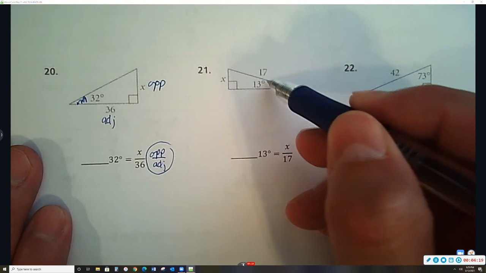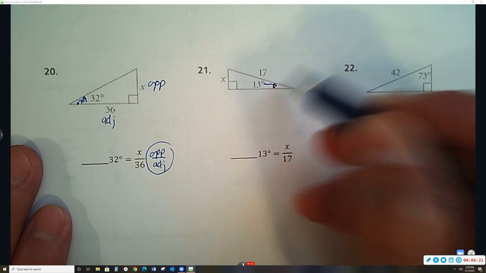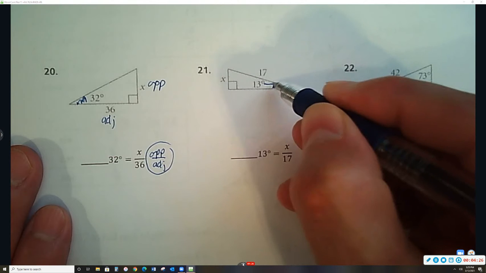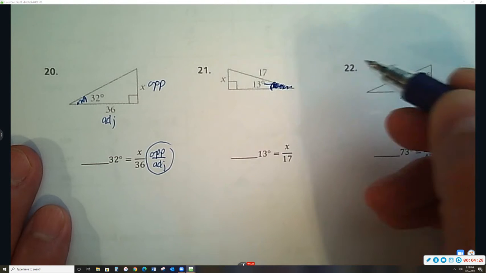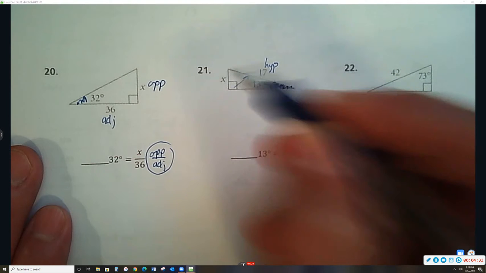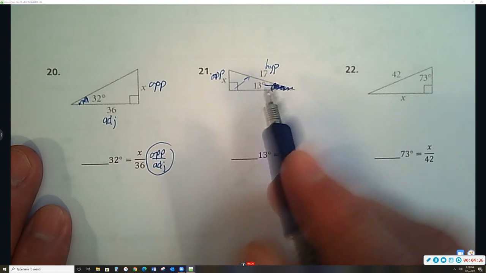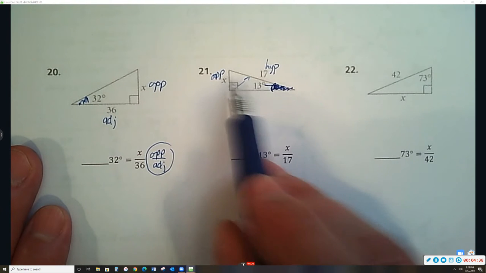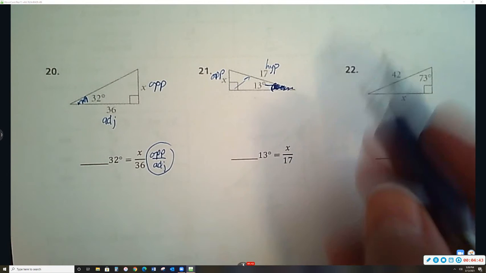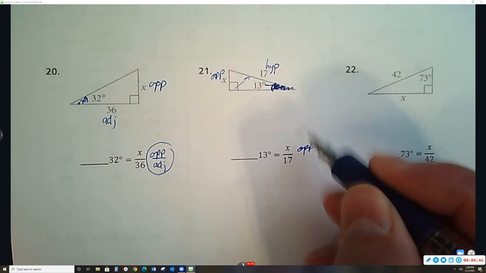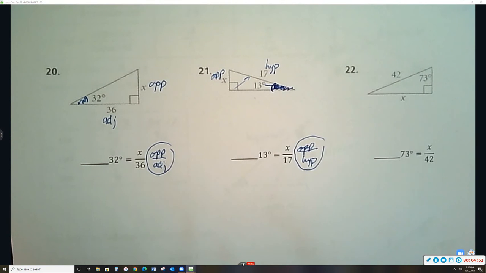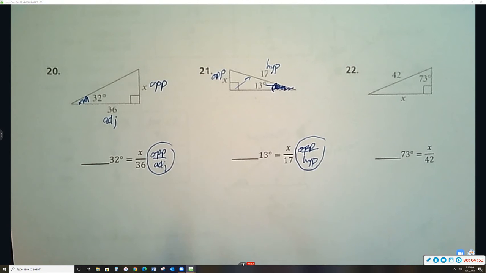So 13 degrees, it's kind of hard to see this. They can't really put the 13 degrees in there because it's small. But this is the angle where 13 degrees is. It's this angle down here. That makes this the hypotenuse, always, because it's across the 90-degree angle. And this is x because it's across from the angle. It's not next to it. Next to it is down here. Okay. So x is opposite. 17 is hypotenuse. So find out which ratio, sine, cosine, or tangent, gives you opposite over hypotenuse. And then put that here.